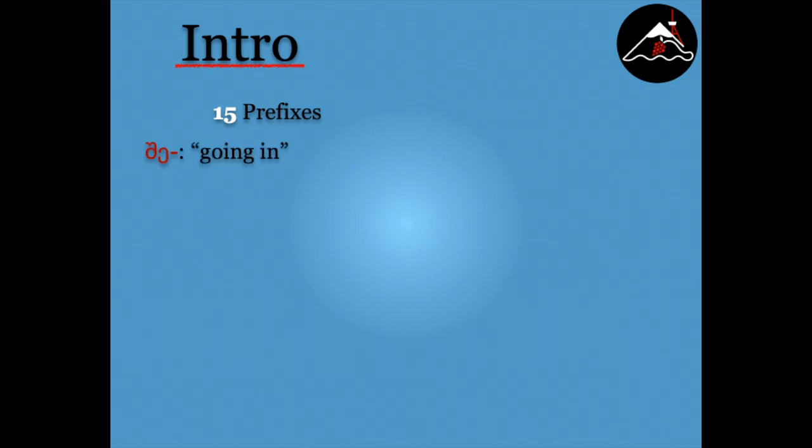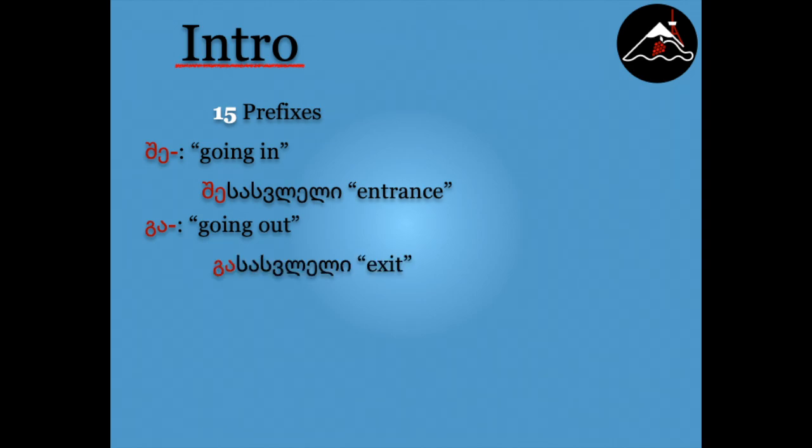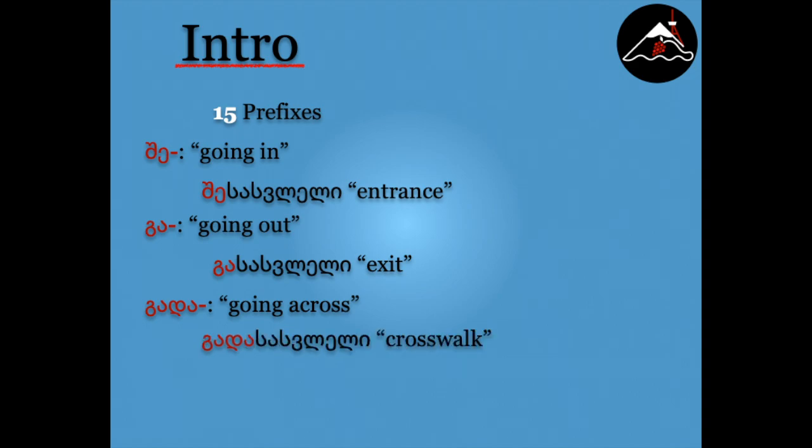For example, she generally means going inside. The word shesasveli means entrance. Ga generally means going outside. The word gasasveli means exit. Gada generally means across, and words like crosswalk, gadasasveli, use this prefix. The verb translate uses this prefix because the action is crossing languages. Cool, right? The most commonly used prefixes are da and ga.